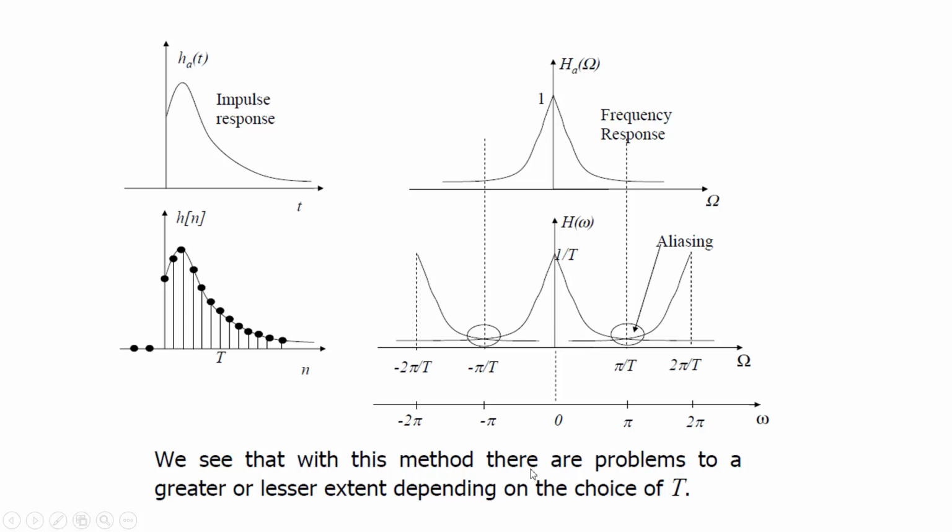We see that with this method, there are problems to a greater or lesser extent depending on the choice of capital T, because the choice of capital T, which is the sampling period, actually determines the sampling frequency. Now, if the sampling frequency is higher, then we can minimize this aliasing, because if you take this graph more towards the left, this will fall down towards zero. That means we can reduce the aliasing if we increase the sampling frequency. But even then, this technique suffers from the problem of aliasing. But the important point is that the impulse response remains the same.